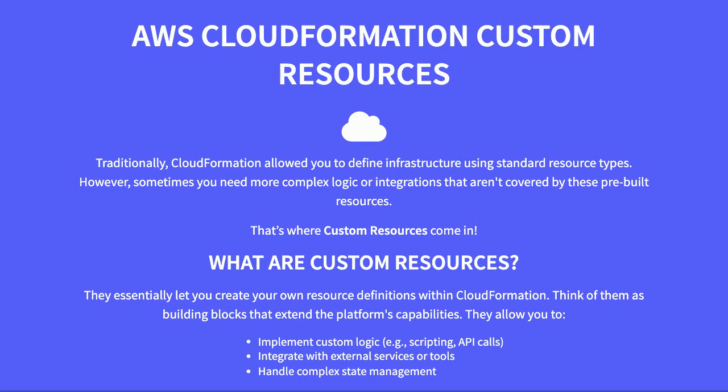Okay, let's talk about something really cool in CloudFormation, custom resources. Basically, CloudFormation has some built-in resources like EC2 instances or S3 buckets, but sometimes you need to do things that aren't covered by those. That's where custom resources come in. They're like your own special building blocks. You can use them to add custom logic, integrate with other services, and really tailor CloudFormation to your specific needs. They work through a custom Lambda function called the provider, which manages the resource's lifecycle, creating it, updating it, deleting it, and you define everything in a template just like you would with any other standard CloudFormation resource.